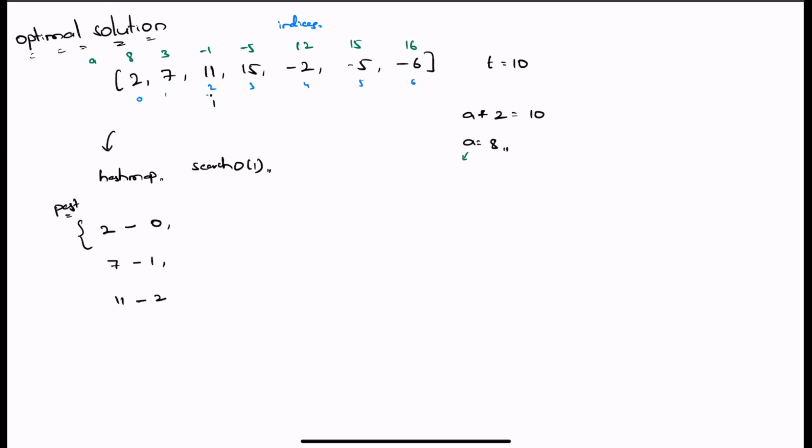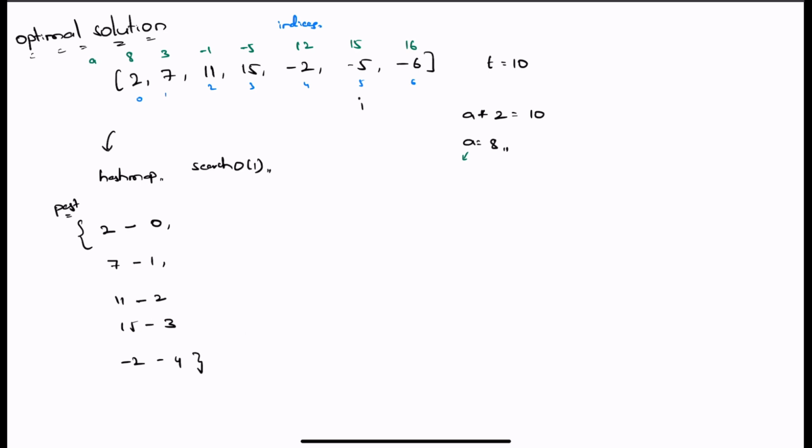When I am standing at 15, the complement is minus 5, and I have not encountered anything. Similarly, here comes the key moment. When it's minus 5, the complement is nothing but 15 itself. And the beauty is we found that complement in the hash map.